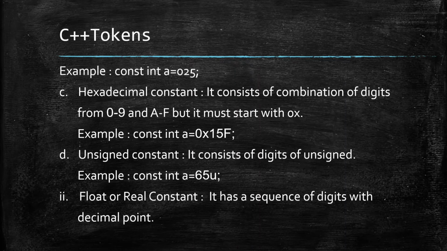So when I give 0 as the first digit, the compiler understands that the given constant value is an octal constant. That's how the compiler identifies it. The third type is the hexadecimal constant. It consists of a combination of digits from 0 to 9 and a to f.